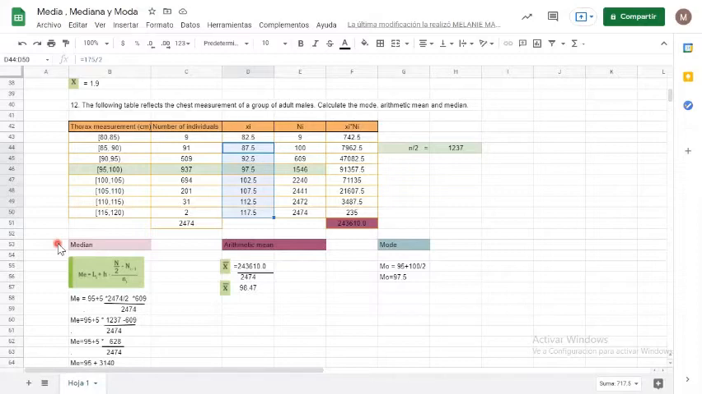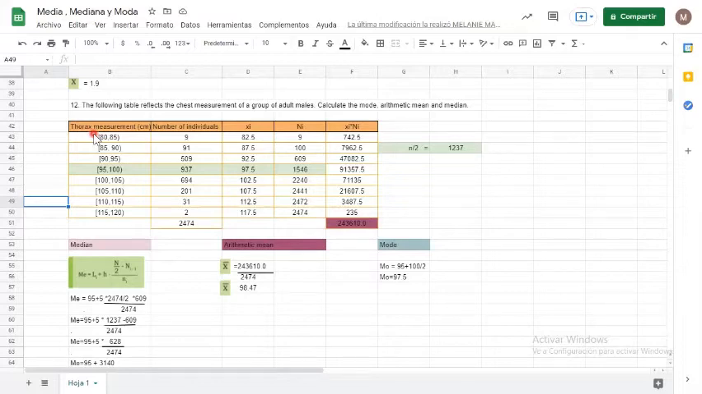Exercise 12. The following table reflects the thorax measurement of a group of adult males. Calculate the mode, arithmetic mean, and median. Then we have the following table where we have the thorax measurement in centimeters and the absolute frequency that corresponds to the number of adult males.